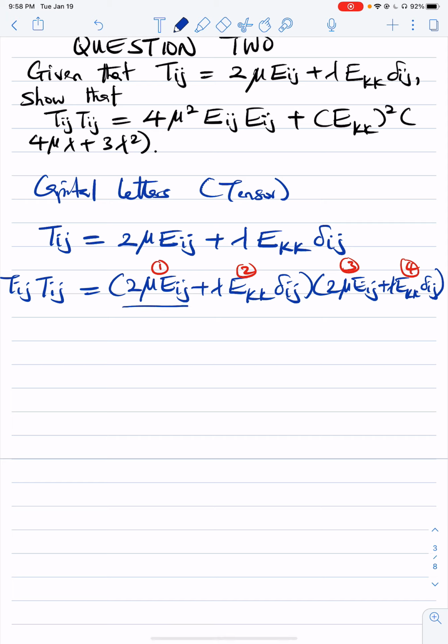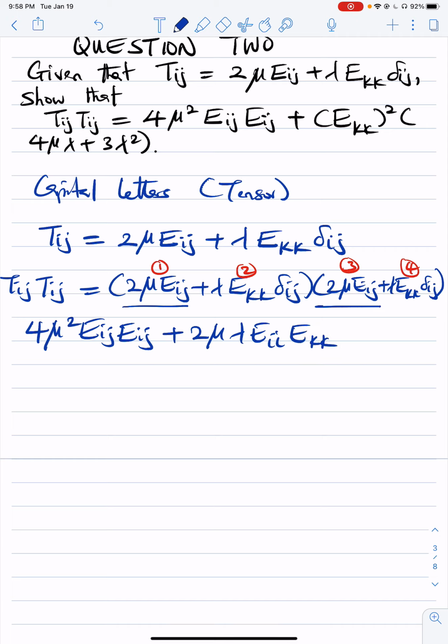So we're going to be multiplying 1 and 4, right? Sorry, let's start with 1 and 3. 2 times 2 is 4 mu squared Eij Eij. 1 and 4 now will be 2 mu lambda Eij Ekk delta ij. Now you may ask, look at this Eii. How did we get this Eii?